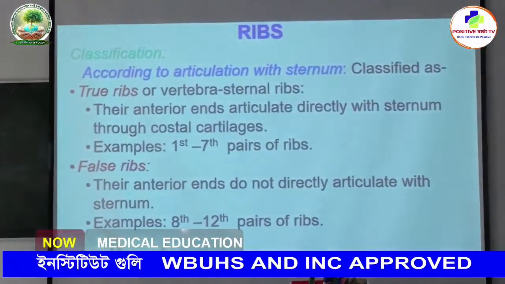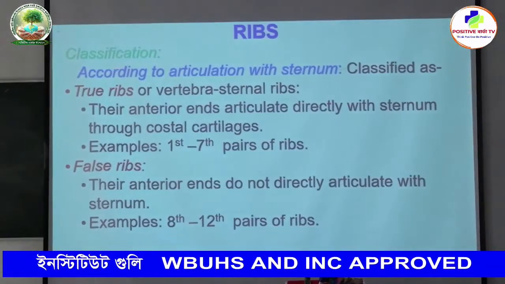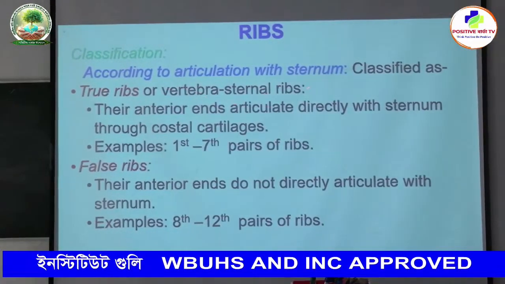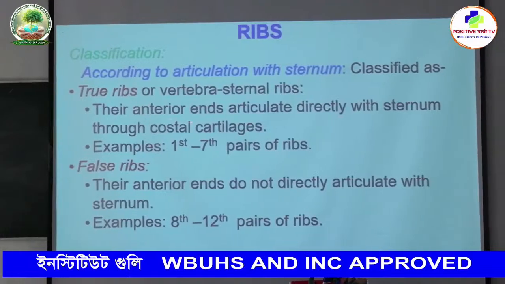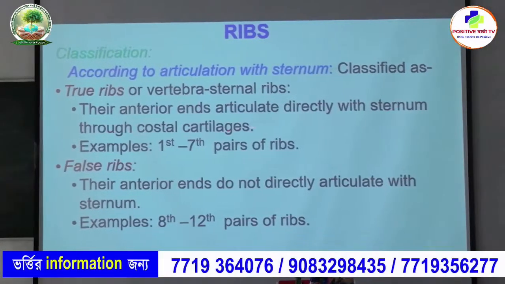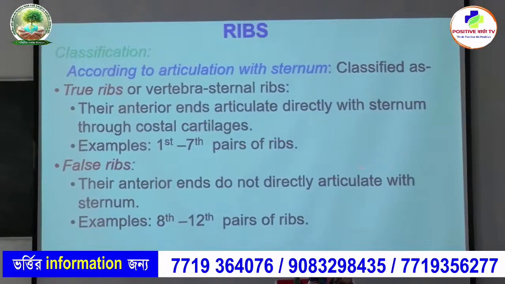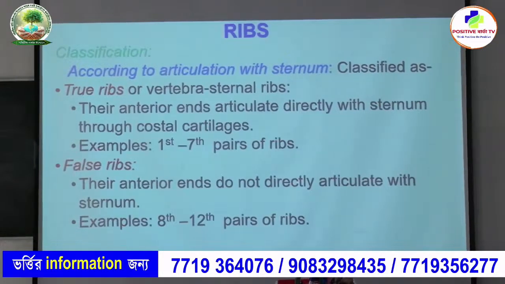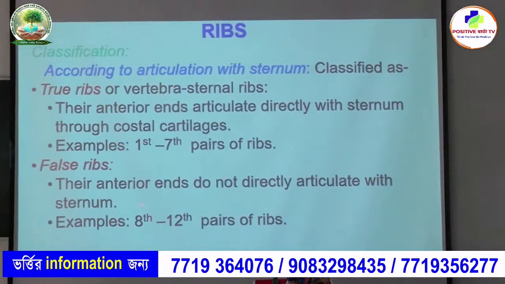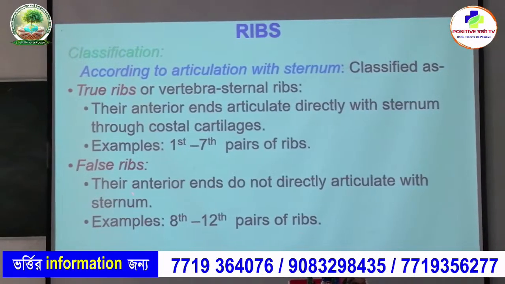So ribs, classification of ribs. It is classified according to its articulation with the sternum as true ribs and false ribs. True ribs are vertebro-sternal ribs. Their anterior ends articulate directly with the sternum through the costal cartilages, and examples are 1st to 7th pairs of ribs. And false ribs, their anterior ends do not directly articulate with the sternum, and examples are 8th to 12th pairs of ribs. These are false ribs.